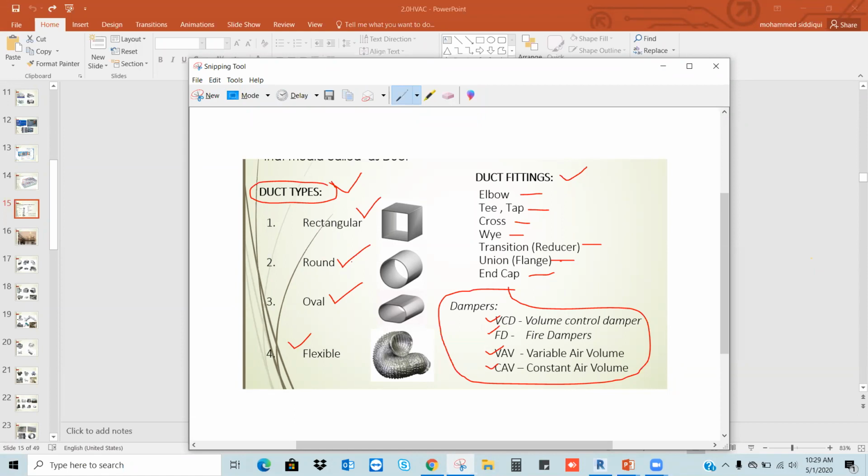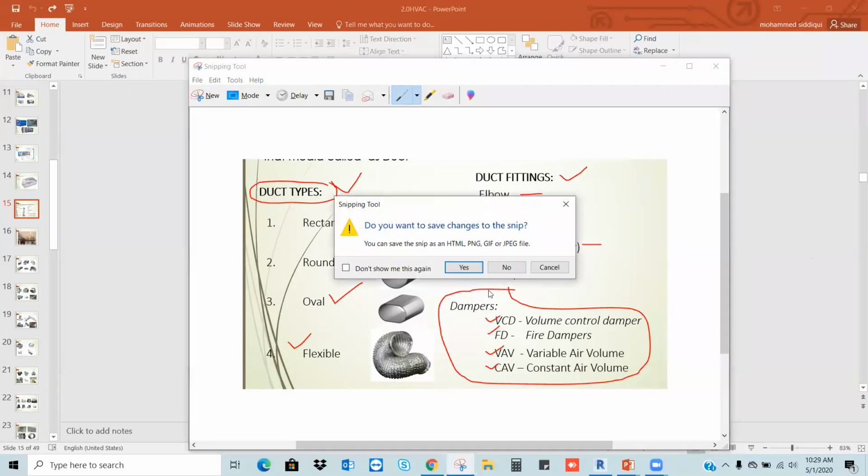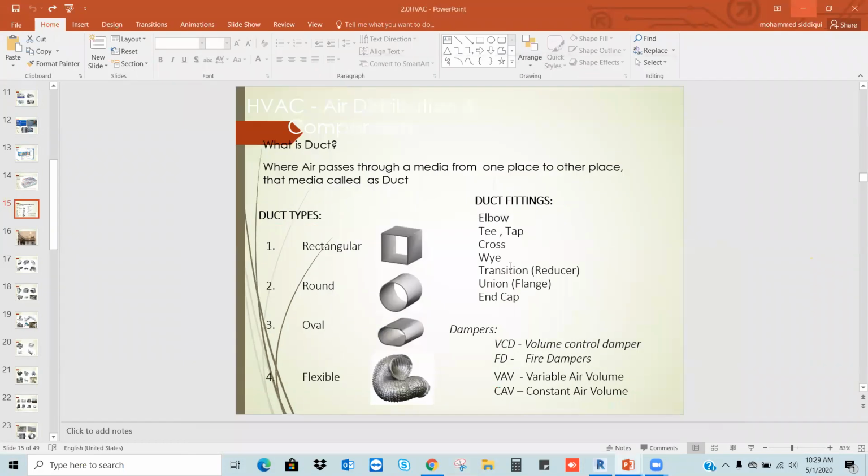Let us say somebody may ask you, according to the shape of the duct, how many types of ducts do you have in the air conditioning system. Rectangle duct, round duct, oval duct, and flexible duct. Simple way. What are the fittings you will use? Elbows, T, tap, cross, Y, transitions, and union end caps. What are the accessories? All kinds of dampers, VCD, FD, and VAV. You should be able to answer. We should remember all those things if you want to build this air conditioning system in Revit.